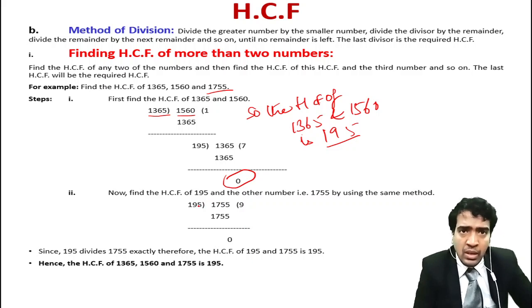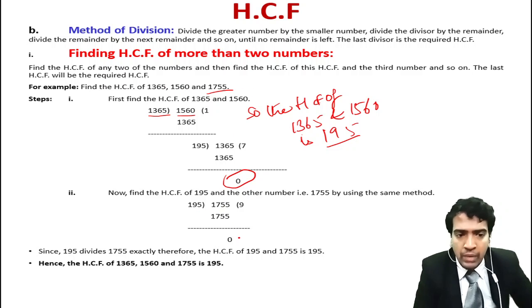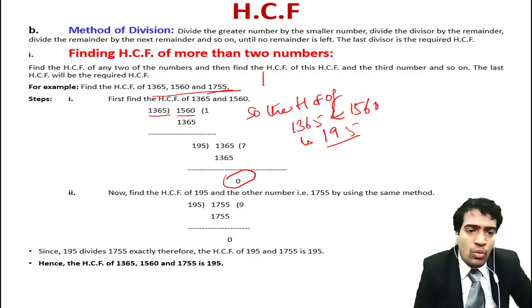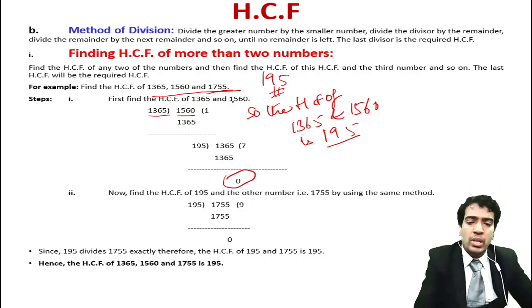In this case, the number 195 divides 1755 exactly. If you multiply 195 by 9, you would get 1755 and the remainder is 0. So the HCF of 1365 and 1560 is 195. The HCF of 195 and 1755 is also 195. So the HCF of all the three numbers is also 195. Okay. Now I hope you understood how you can calculate the HCF of more than two numbers.